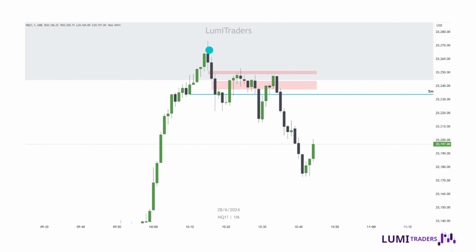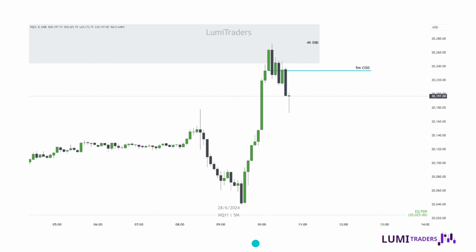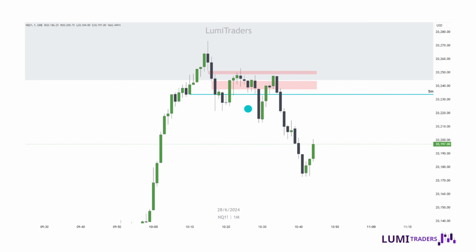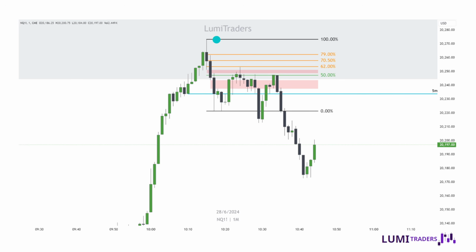After this, once we got the confirmed 5 minute change in the state of delivery with closure, what do you mean with closure? Closure below this up close candle, below the low, below the wick. I don't care about the body. Below the wick, below the low of this candle. I want to find two 1 minute fair value gaps within 5 minute change in the state of delivery range. 1, 2. Nice. What next?